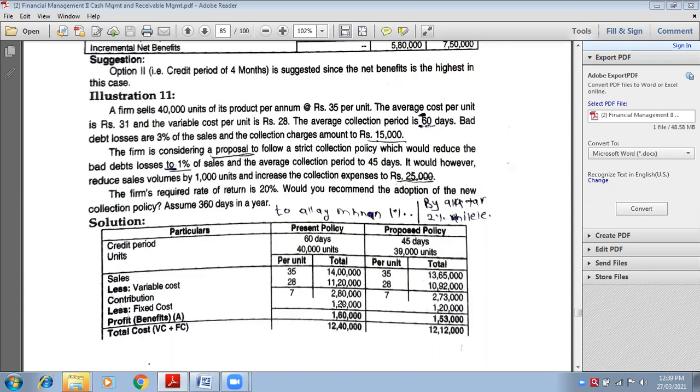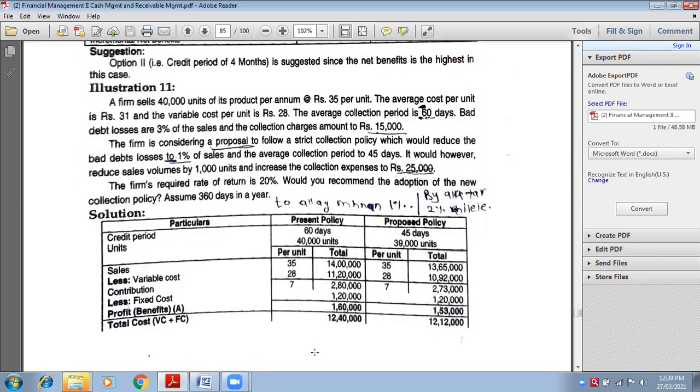2,73,000. Very good. Now fixed cost. Always remember, fixed cost has to be fixed, but you need to calculate it for the present policy. First, always remember, present policy fixed cost will be calculated if it is not given. And then that same fixed cost has to be written in plan 1, plan 2, plan 3, plan 4. But now we have only plan 1, the proposed policy.